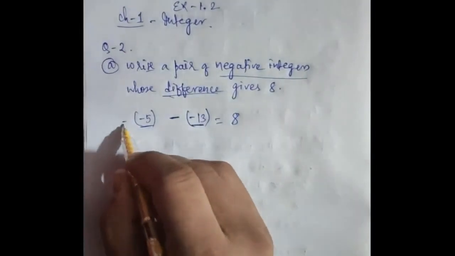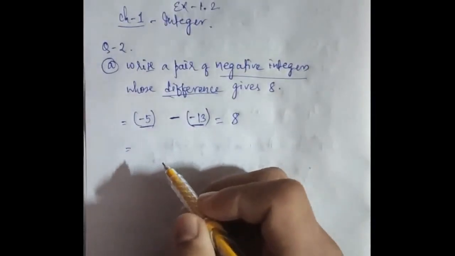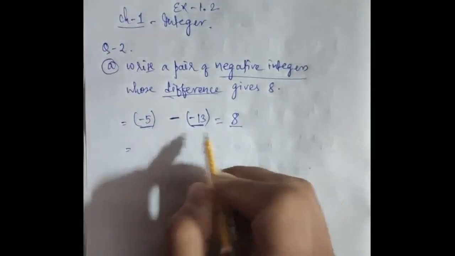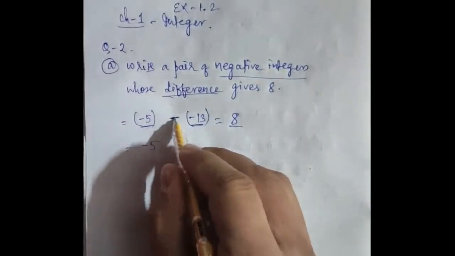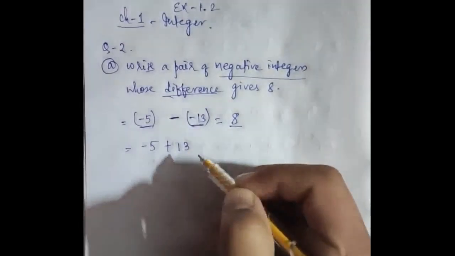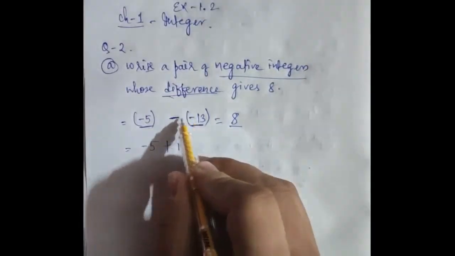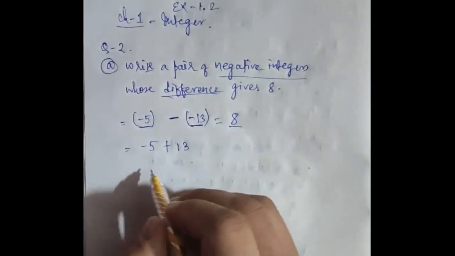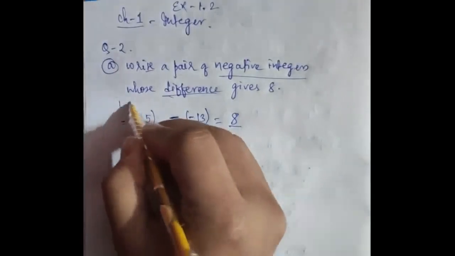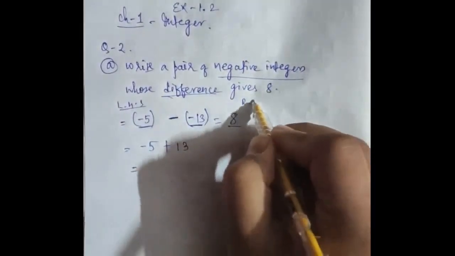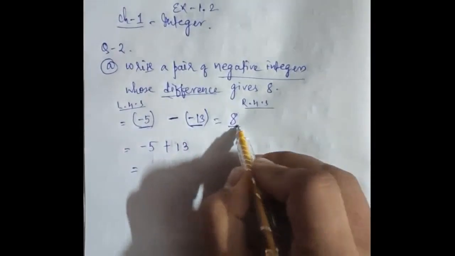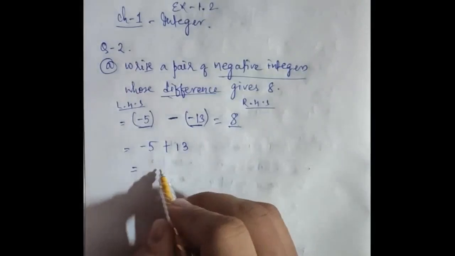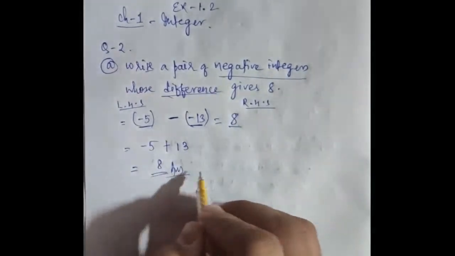If you are not getting this result, then these 2 integers are not valid. You have to put such numbers in which your answer will be 8. So minus 5 minus minus 13 is minus 5 plus 13, right? We are using the rule here that minus into minus is plus. Yes, correct. So this is the LHS side, this is the RHS side. What we have to get on the right hand side is 8. So it is 8. I hope you are clear, right?